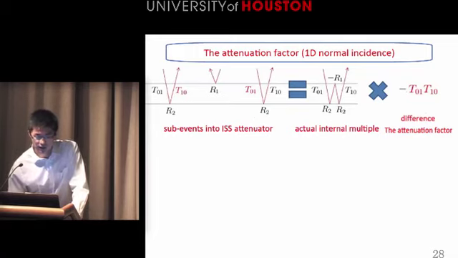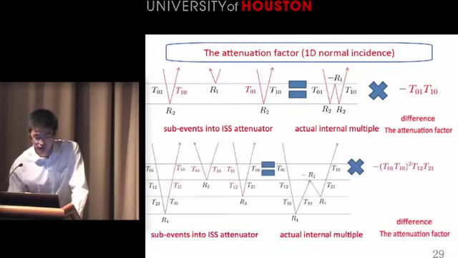The algorithm combines those three different sub-events to predict this first order internal multiple. It can predict the correct time of the first order internal multiple. And the amplitude, as we have discussed before, will have an extra attenuation factor, an extra transmission coefficient.